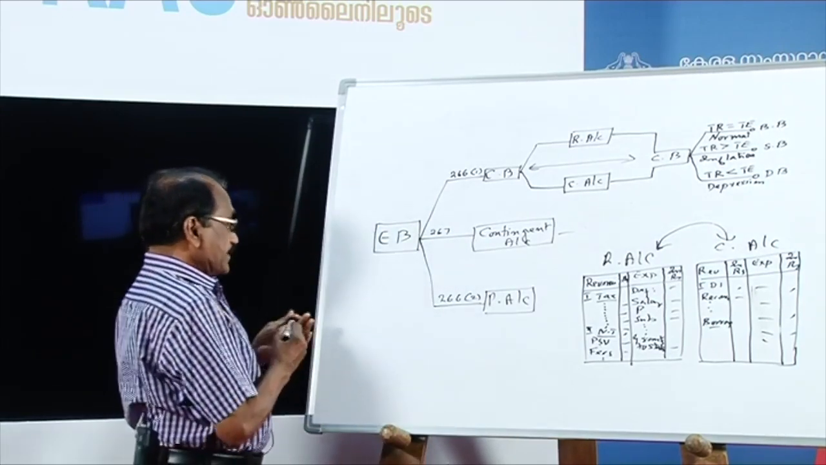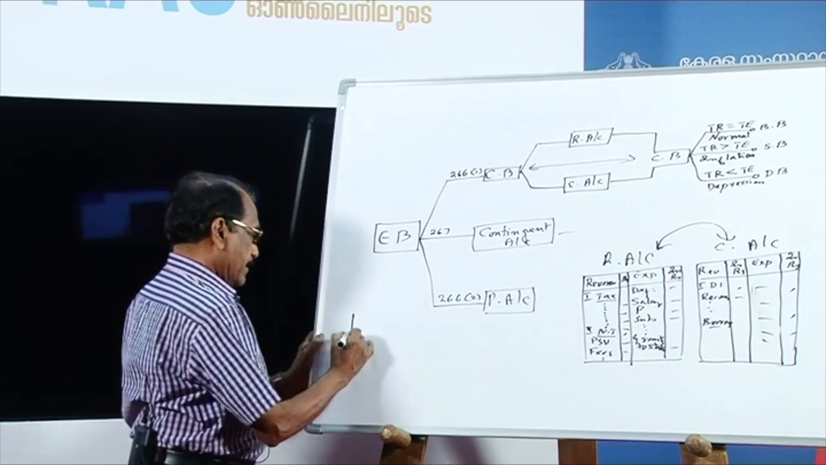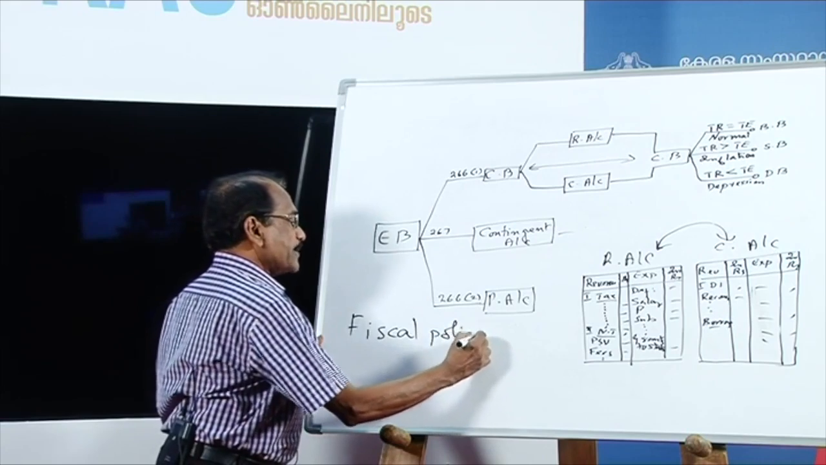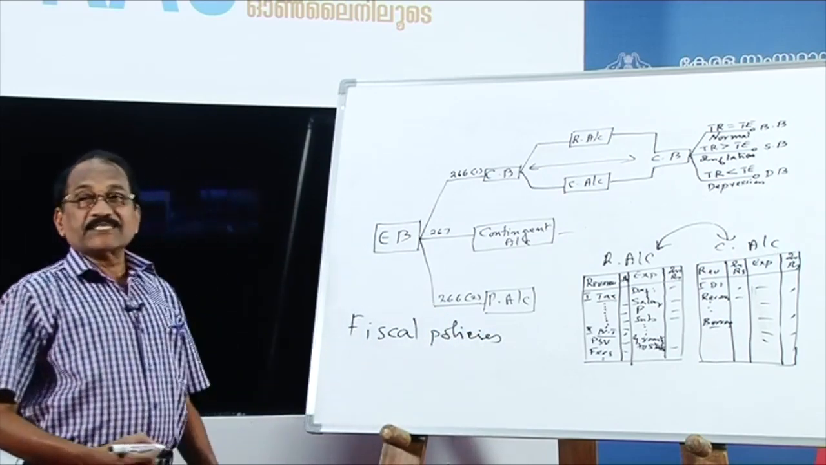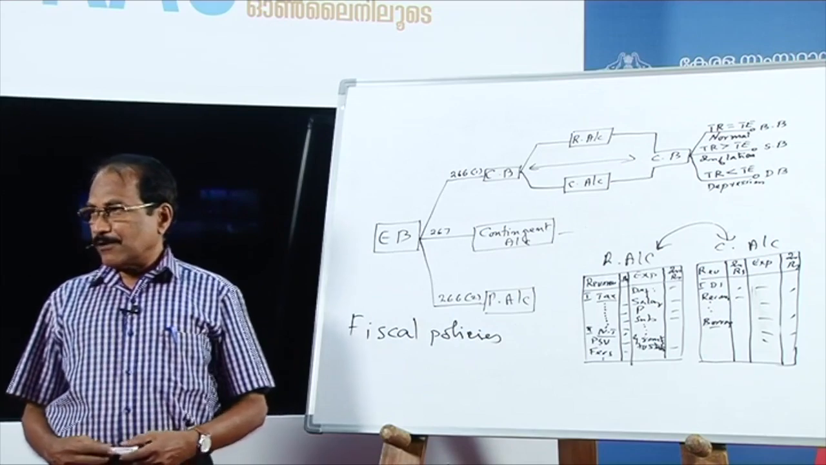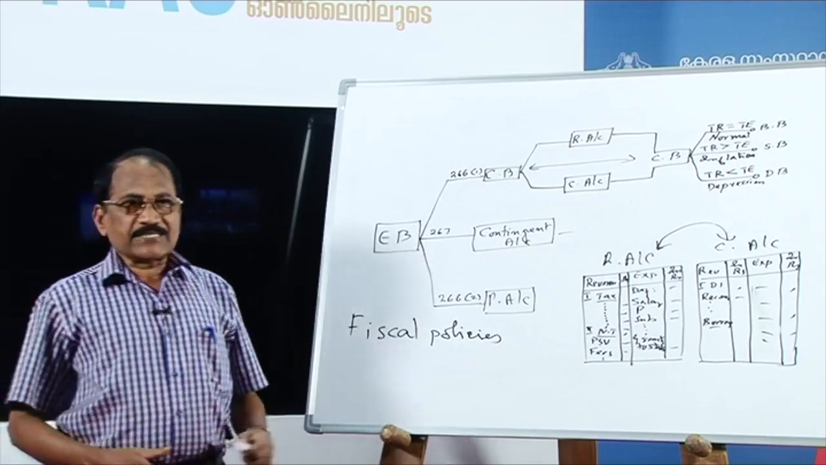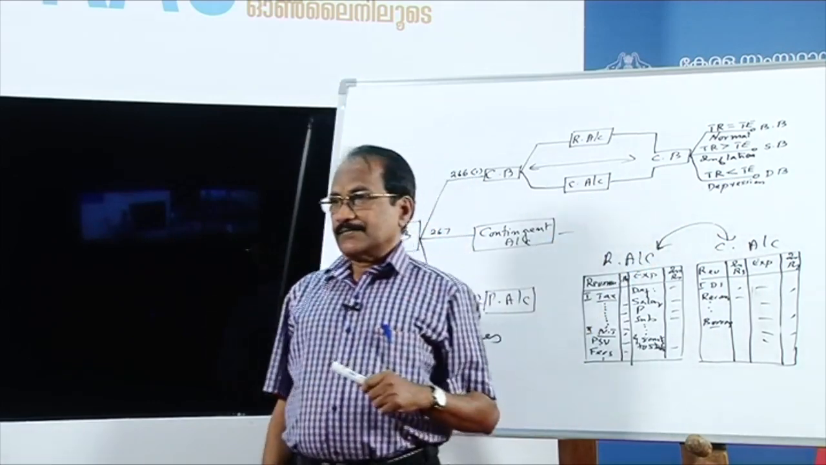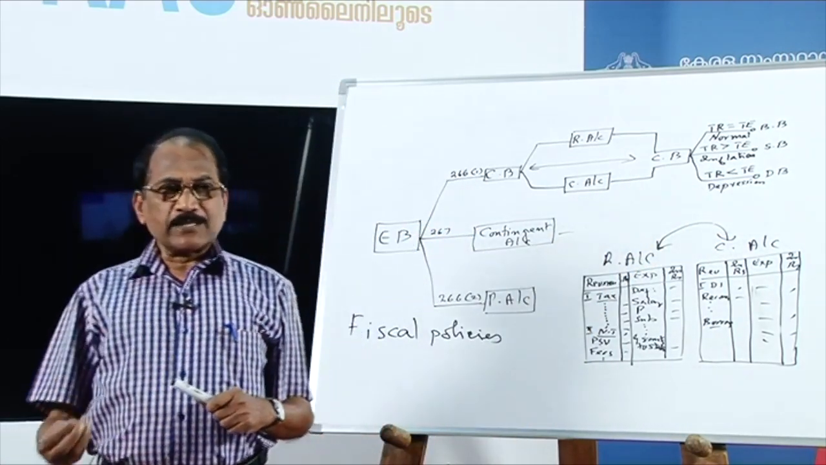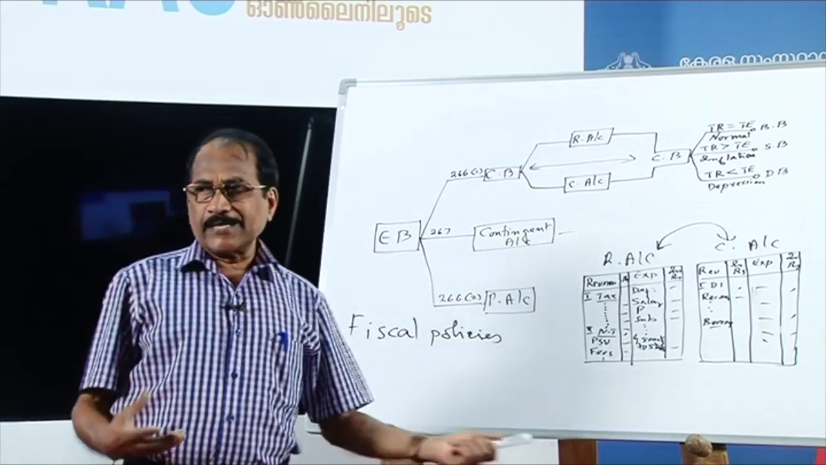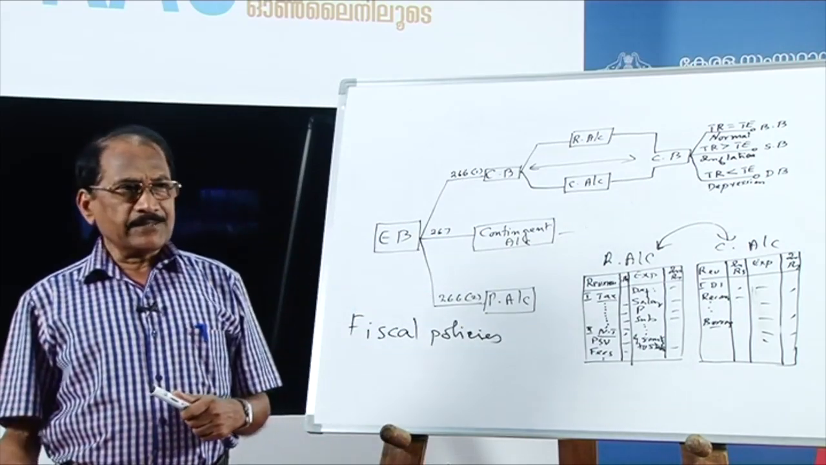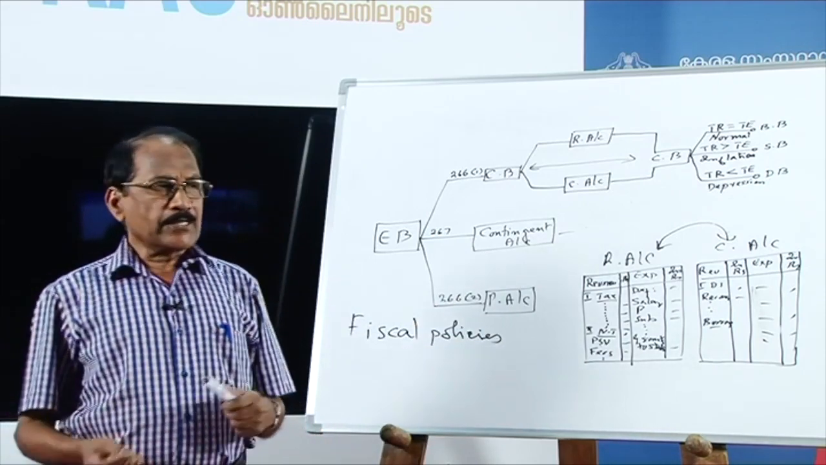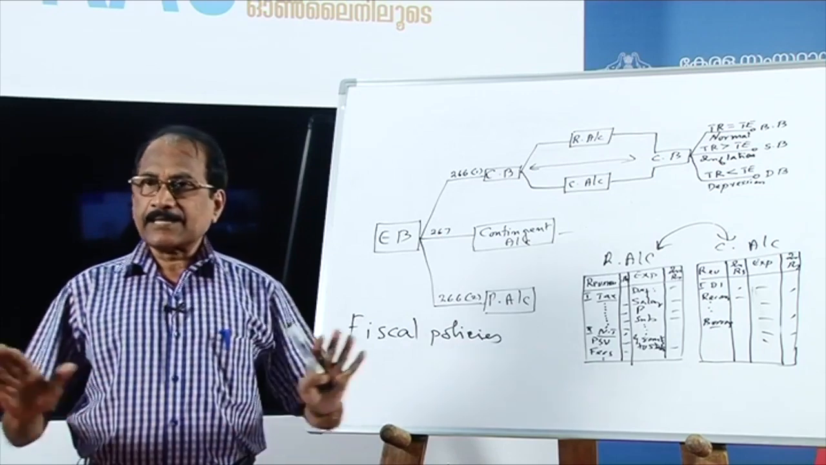That is called the fiscal policy of government, FISCAL. What do you mean by government fiscal policies? Government fiscal policies are budgetary policies. Prepare a surplus budget during the inflationary period, a deficit budget during the depression period, and a balanced budget during the normal period. That is fiscal policy.